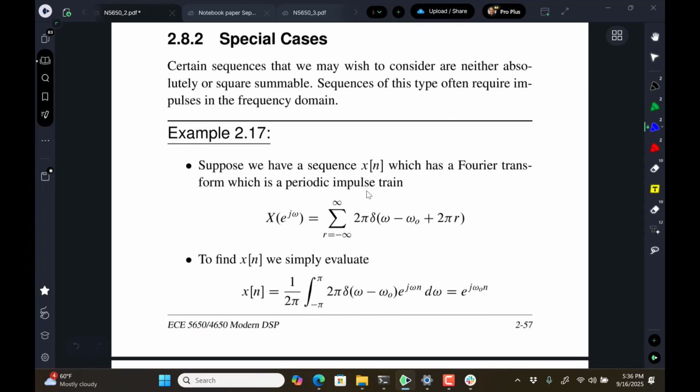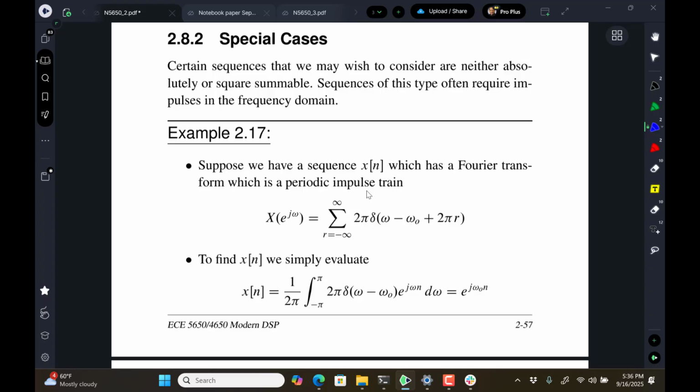Okay, so we talked about absolute summability being the most ideal case for getting the Fourier transform of a sequence or impulse response. Square summability is what we were just bumping into with the ideal low-pass filter. And then there's another special case that's neither absolute nor square summability.